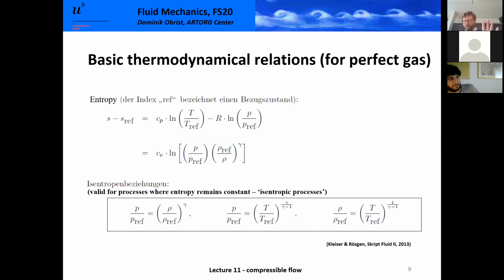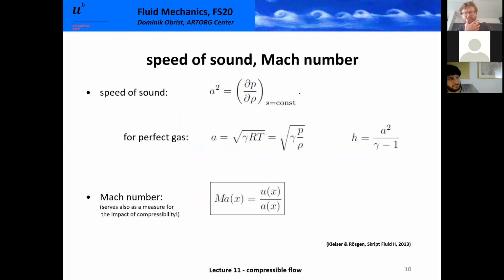Okay, so we're nearly through with our basic thermodynamical relations. We have now the perfect gas law. We have defined these energies, inner energy, enthalpy, and we have defined these isentropic relations. There's one thing missing, and this actually turns out to be a very central thing, and it's the speed of sound. And that's what we have on this slide here.